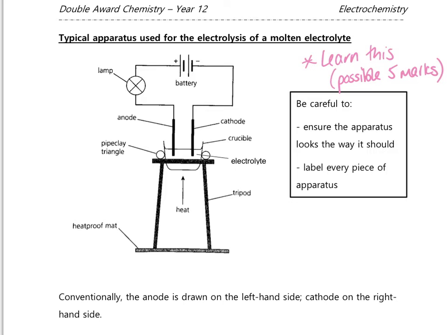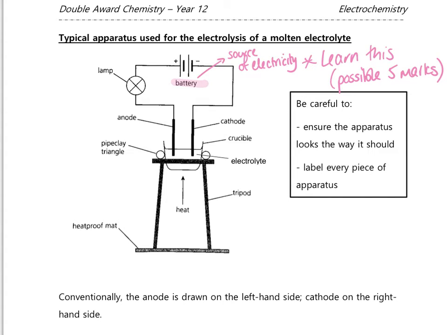Over on the next page then you have your apparatus used for electrolysis, and this is your lab scale apparatus. It's important that you learn this. This has been asked on an exam before and it was worth 5 marks. So make sure that you can draw this apparatus and that you can label it. So obviously a key thing in this is a battery first of all. Why do we need a battery? Because we need a flow of electricity through this. We need electricity flowing.